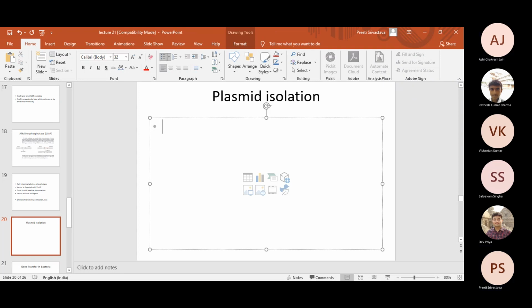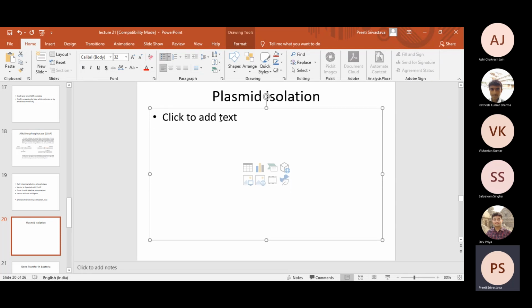Yes, ma'am. Okay, so the next part is, once you have learned what cloning vectors and expression vectors are, the point is, can we make these vectors by ourselves? Can we do this gene cloning? So the answer is yes, you can prepare your own vectors, you can clone inserts of your choice. But for that you need to perform what is called plasmid isolation, right? You will be doing this in the lab as well.